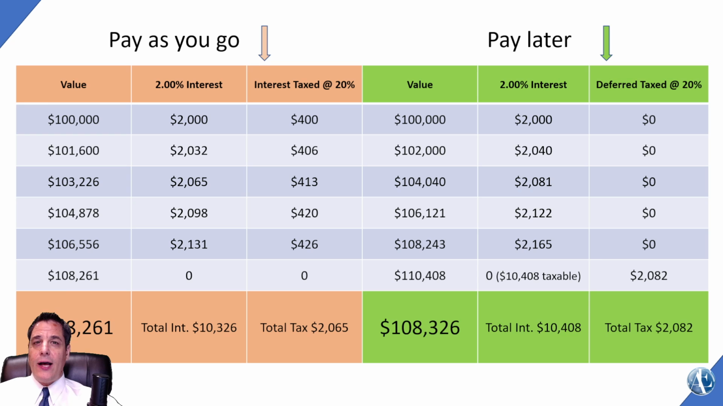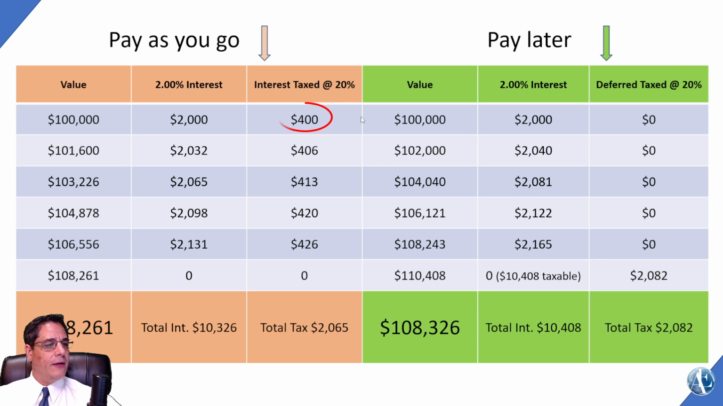So what I did is I took $100,000 earning at 2%, and one is pay as you go. So, taxable, something you'd get a 1099 for every year at the end of the year, such as a CD at the bank, savings accounts, anything like taxable interest at the end of the year. And then we also have the pay later bucket here, and that is tax deferred. So let's take a look.